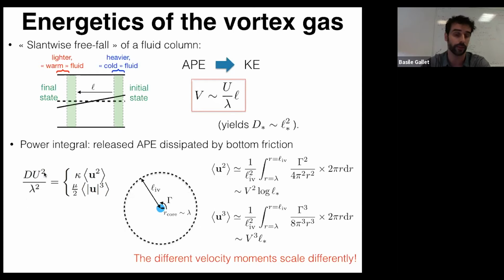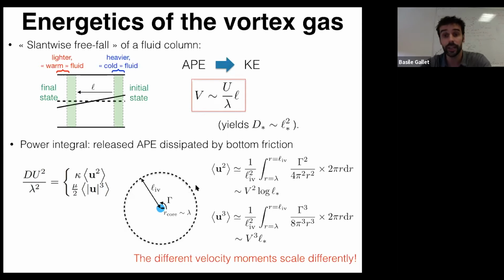Okay, so this is the power that's released, and eventually it's going to be dissipated by the frictional drag acting on the barotropic flow. And this frictional drag takes a different form depending on whether you have linear bottom friction or quadratic bottom drag. If you have linear bottom friction, it's proportional to the squared barotropic velocity. If it's a quadratic bottom drag, it's proportional to the third moment of the flow. And in fact, the key difference between linear and quadratic bottom drag is due to the fact that the velocity moments scale differently inside the vortex gas.